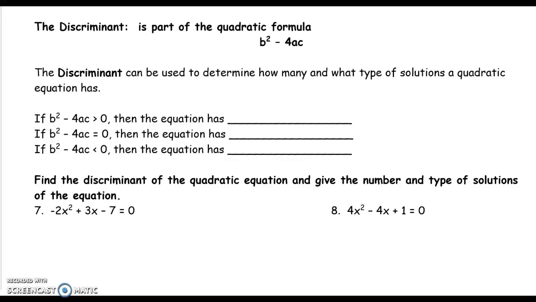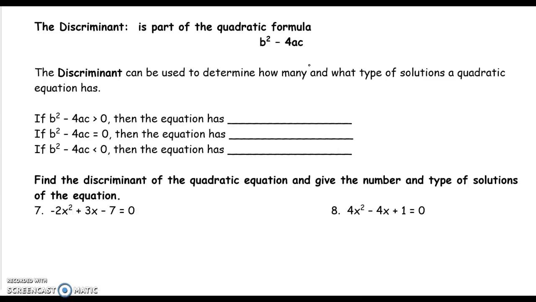Today we're going to talk about the discriminant, which is a specific piece of the quadratic formula. The discriminant is b squared minus 4ac, which is the part of the quadratic formula underneath the radical. So the quadratic formula, x equals the opposite of b plus or minus the square root of b squared minus 4ac all over 2a. So b squared minus 4ac is the part under the square root.